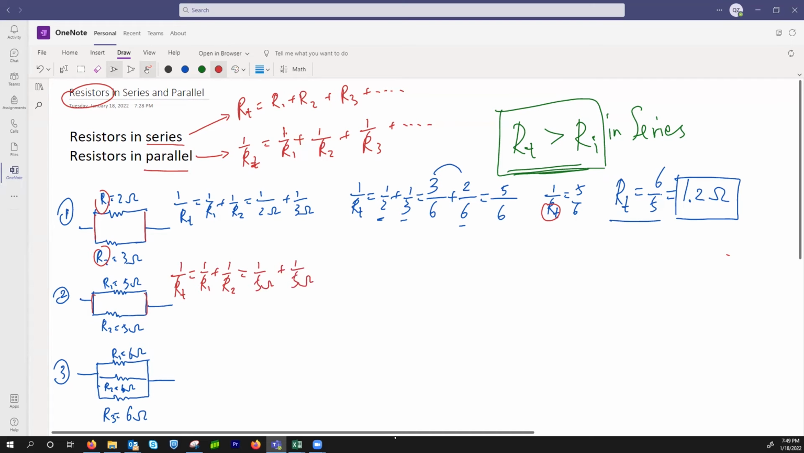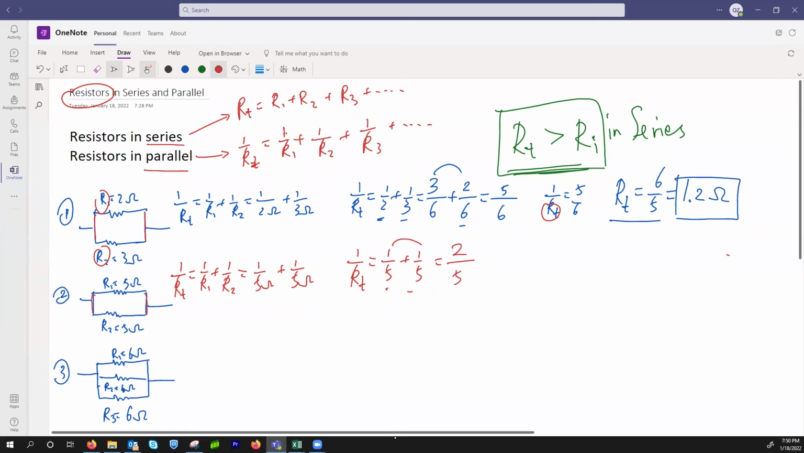Now let's do the calculation. Forget about the units for a little bit. So 1 over R total is equal to 1 over 5 plus 1 over 5. Now look at here, we have the same denominator, which means we can add the numerator together. So 1 plus 1 here equal to 2.